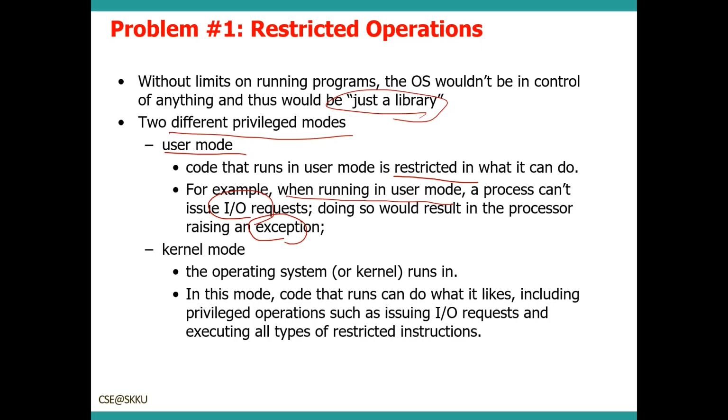In kernel mode, the operating system runs. In this mode, the code that runs can do what it likes, including all privileged operations such as issuing IO requests and executing all types of restricted instructions. So by providing these two different privilege modes, we can restrict the operation of user programs that run in user mode.